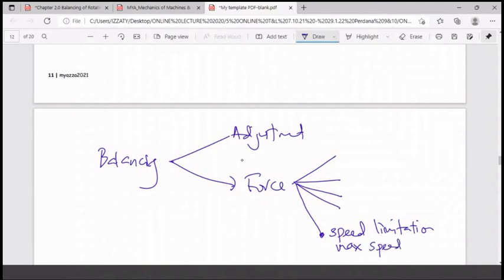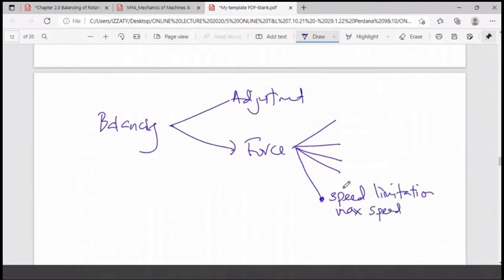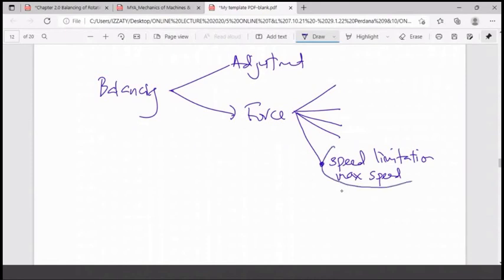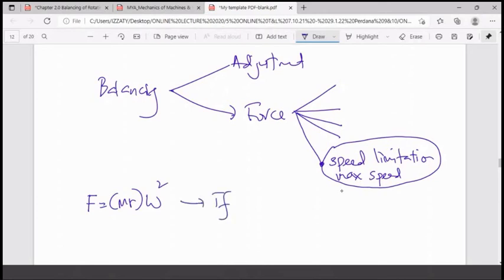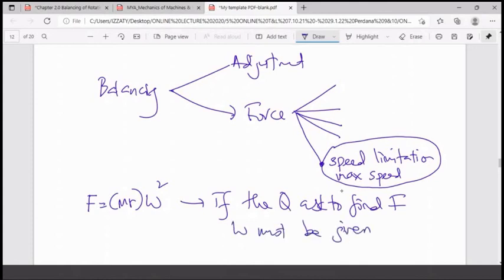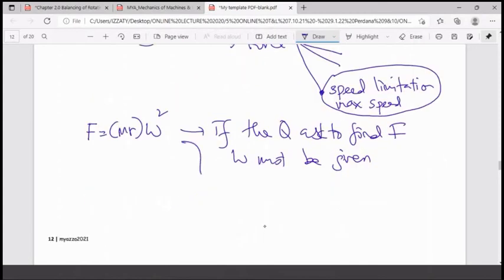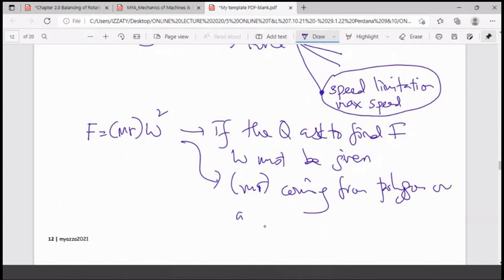What is the maximum speed? If the question asks you to define the maximum speed, don't worry about that. You know that F is always m omega squared. If the question asks you to find the force, then omega must be given, correct? Of course, the m comes from the polygon or analytical method, correct?